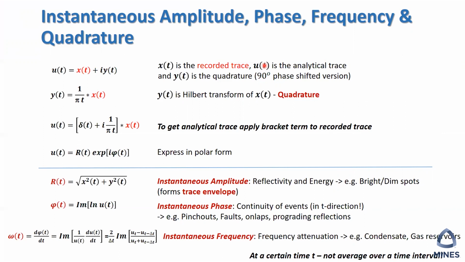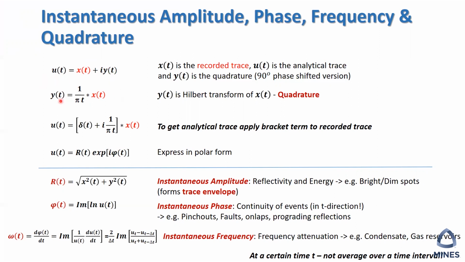So if we take your recorded trace, we call it x as a function of time. This is your trace that you recorded. If we add the complex component y of t, we would get u of t, which is the analytical trace. So your question is, yes, we recorded x of t, but what is y of t? How do we get y of t? What y of t is, is what we call the Hilbert transform of x of t. So if you take x of t and multiply it by 1 over pi t, you would get the y of t that goes into this equation.